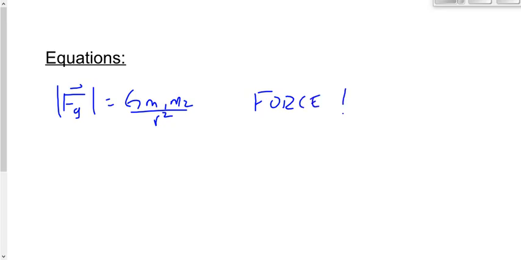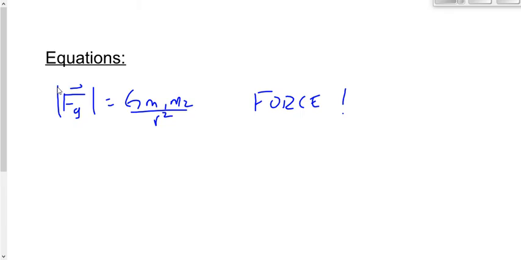All right, let's give you a couple equations that describe this now. We have, of course, the force of gravity equal to G M1 M2 over R squared. This is not gravitational field, but rather gravitational force. But it's closely related to the two equations that we're going to see in just a moment here.